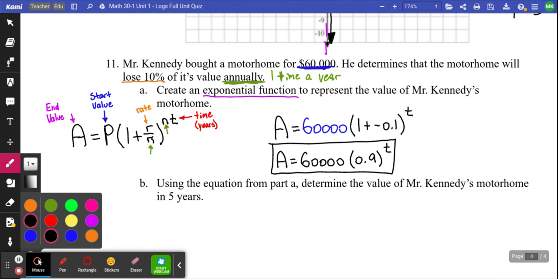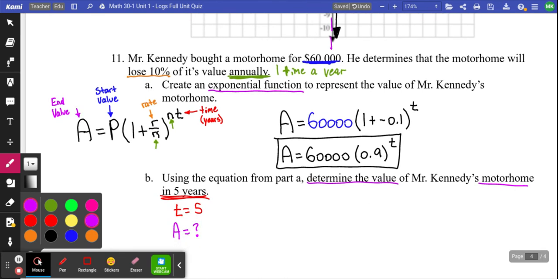So question B says, using the equation from part A, determine the value of Mr. K's motorhome in 5 years. There's my time. They asked to find the value of the motorhome. Determine the value of the motorhome. That would be my end value. So I'm looking for A. I know T. I go back to my equation. That means I leave A as A, and I change T to be 5.